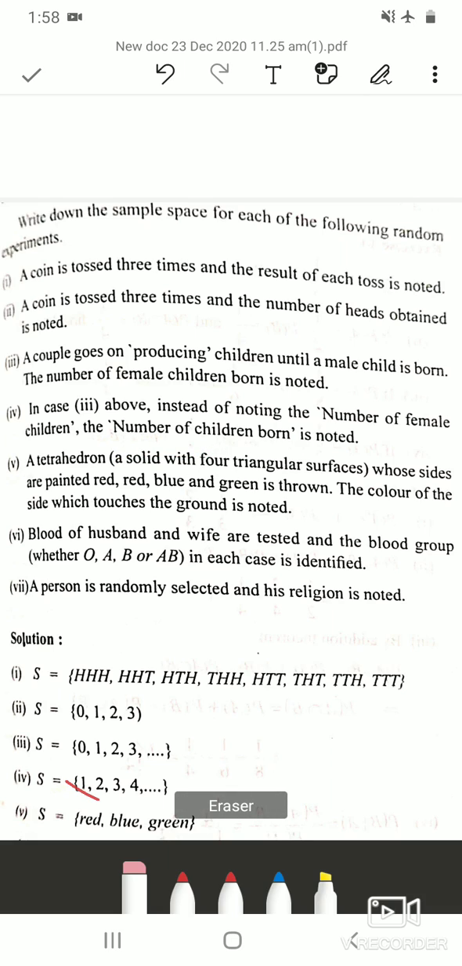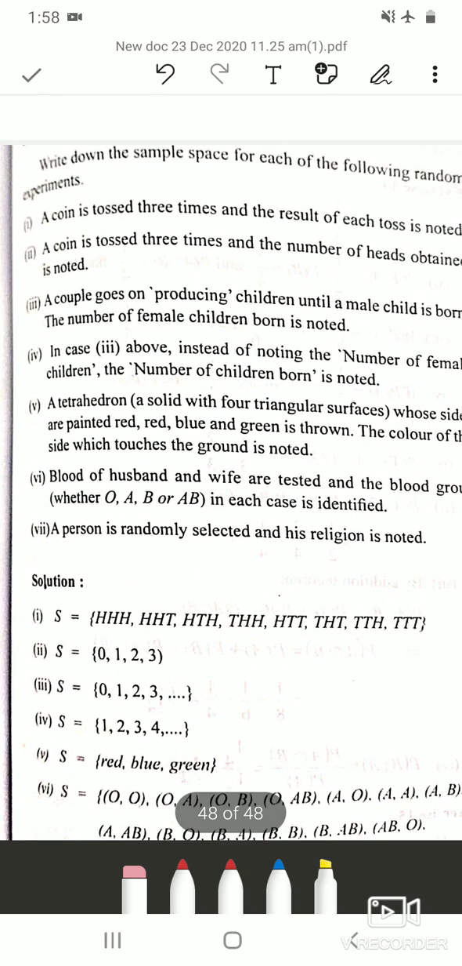So similarly, try to find out the remaining 3 sub questions. So that's it for today's class.